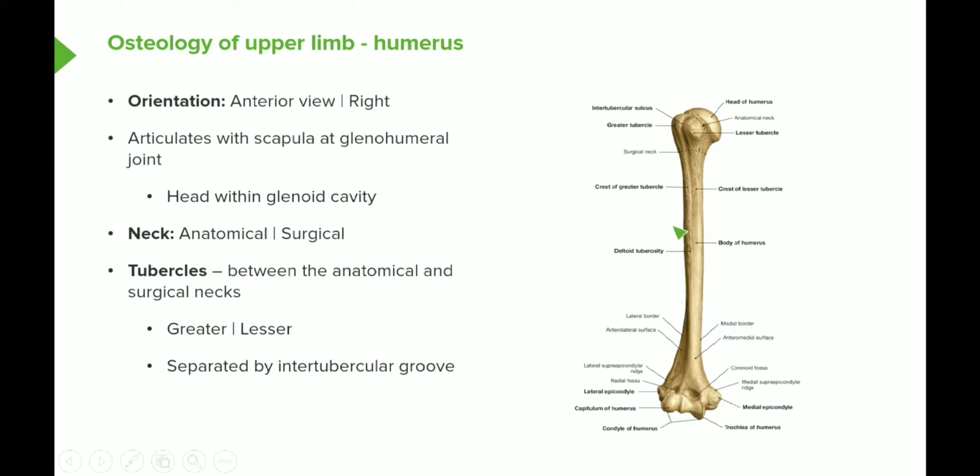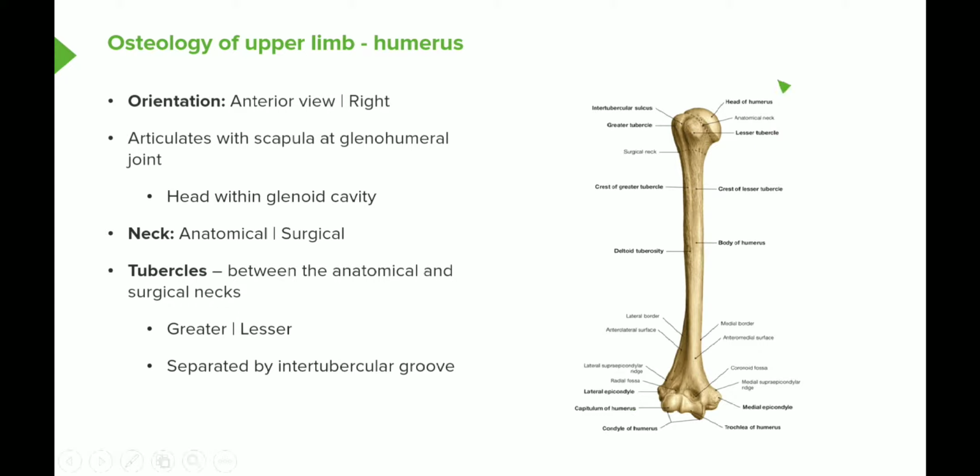So this is the anterior view of a right humerus. Here we've got the head of the humerus that will be articulating with the glenoid cavity. So the scapula would be positioned here. And this is the lateral aspect of the humerus. We can see down here we have a structure called the lateral epicondyle. We'll come back to that later on.